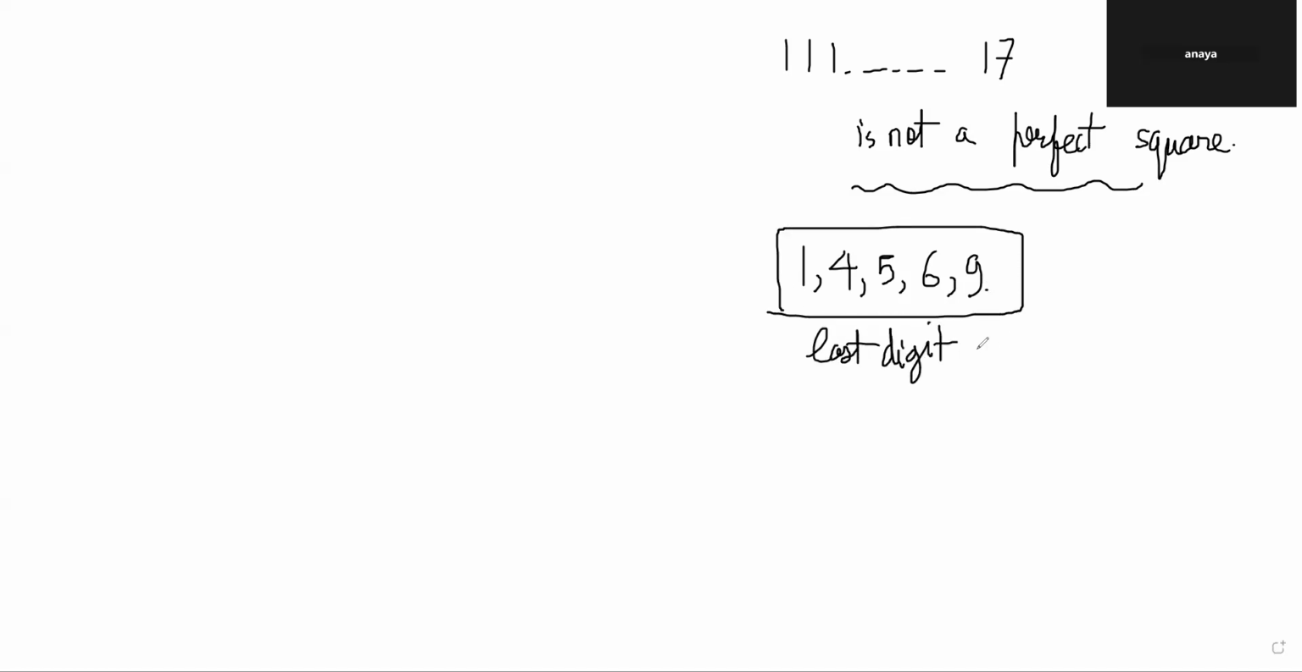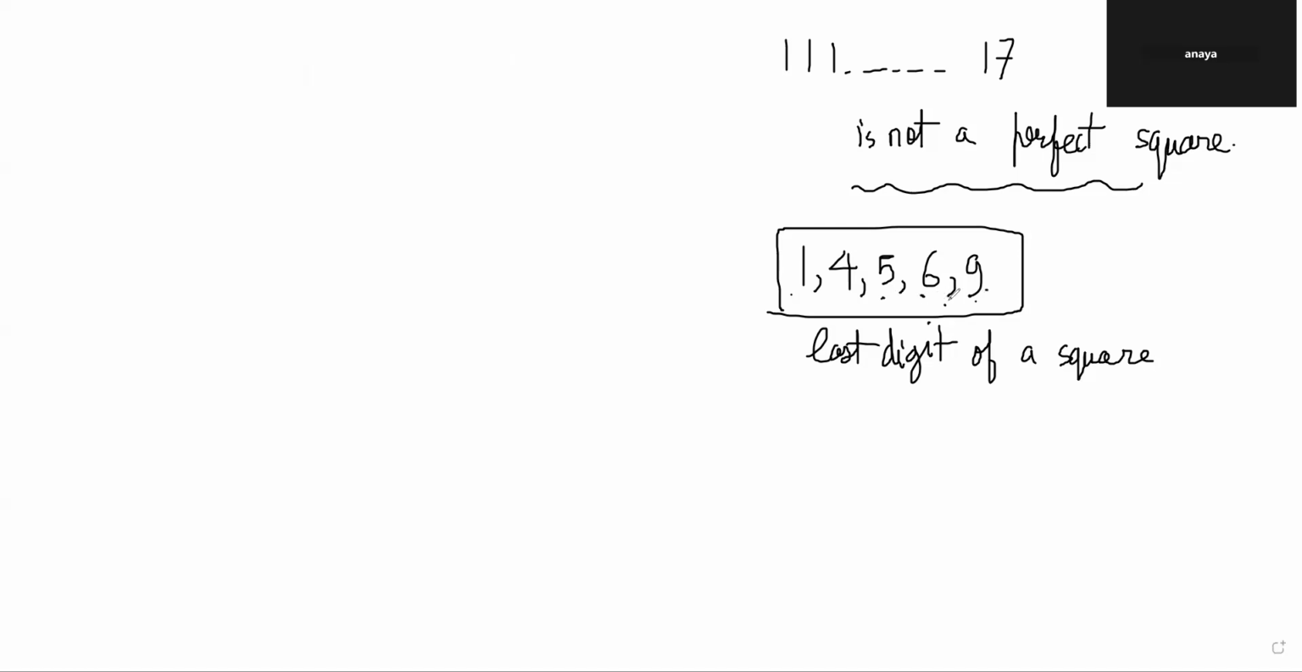Why? Because we checked all the squares. Any number ending in 1, the last digit of its square will be 1; ending in 2, it will be 4; ending in 3, it will be 9; ending in 4, it will be 6; ending in 5, it will be 5; ending in 6, it will again be 6.